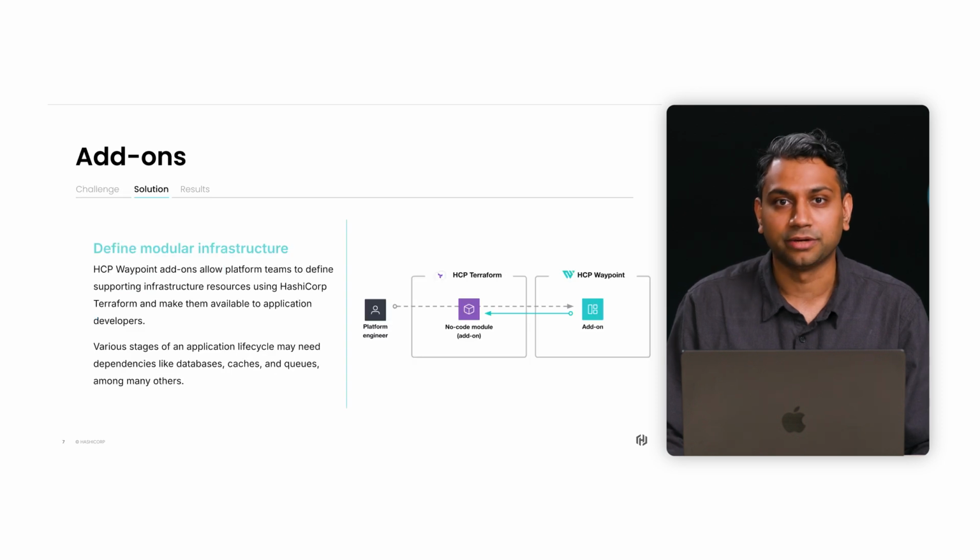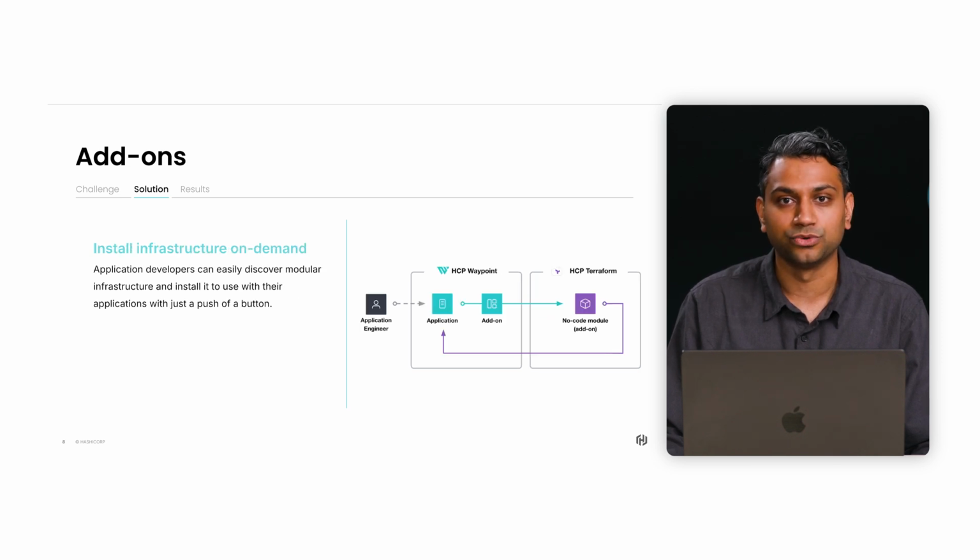An application may need things like caches, cloud object storage buckets like S3, or other critical supported infrastructure. This is where add-ons come in. HCP Waypoint add-ons allow platform teams to define supporting infrastructure resources using HCP Terraform and make them available to application developers. Application developers can use add-ons to install or provision incremental infrastructure, things like caches, databases, load balancers, or S3 buckets with just a push of a button. All right, let's now take a look at both templates and add-on feature sets in action.